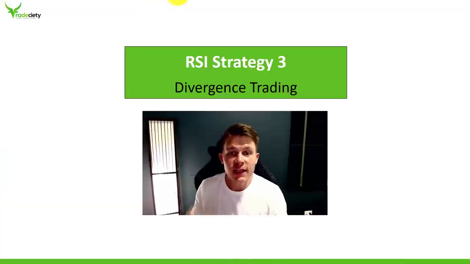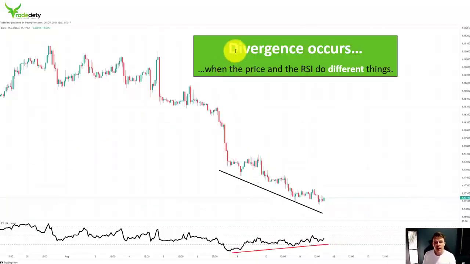Strategy number 3 is a divergence strategy, and I've been trading an RSI divergence for many years, so let's get into this. When we just look at the basic definition of a divergence, it means, as the name suggests, that the price action and the indicator are diverging. They are doing two different things, and in this case it means that the price action is making lower lows, as indicated here, and the RSI is making higher lows.